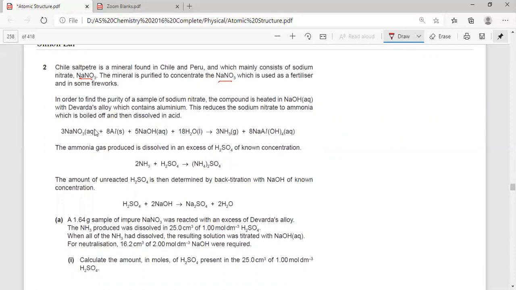and Devarda's alloy. Now this one, you have done it in your practical, isn't it? That's for nitrates and nitrites. Okay, you put Devarda's alloy. Devarda's alloy, you must know this theory from your practical, okay?